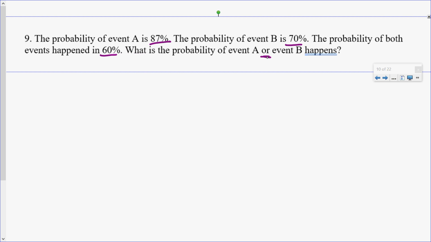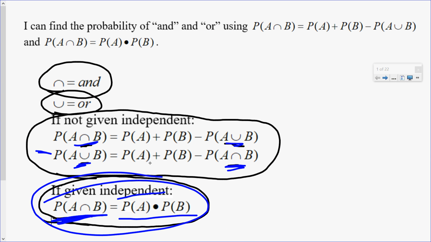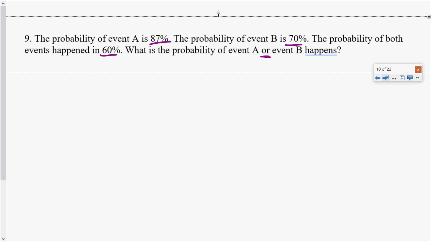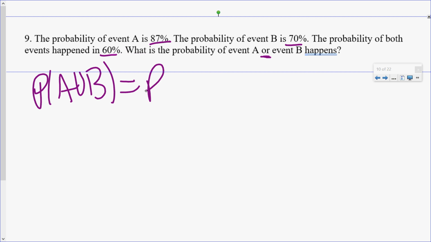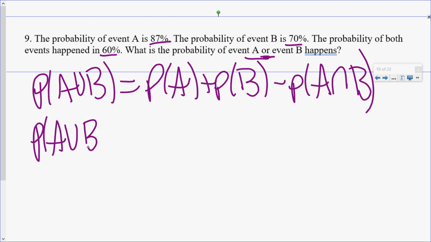Well, for or, there's only one option. If I flip back, my formula for or is this one right here. P of A or B equals P of A plus P of B minus P of A and B. It's asking for or. It's a very small word, or, but it's a very important word. Whenever you see or, we know to use the or formula.